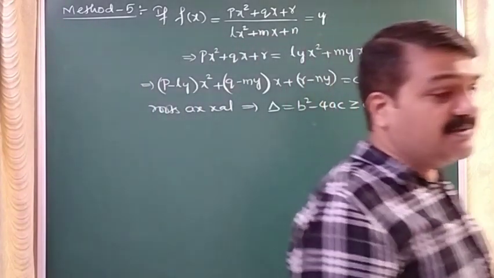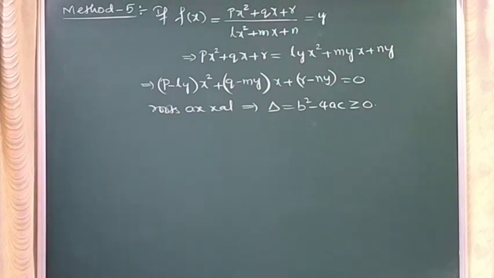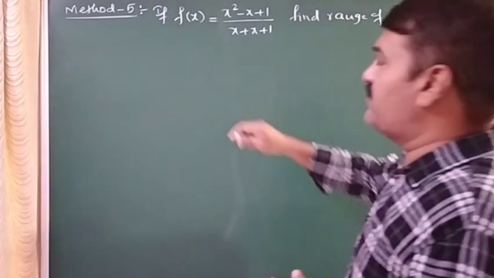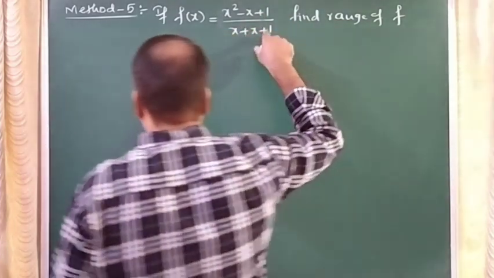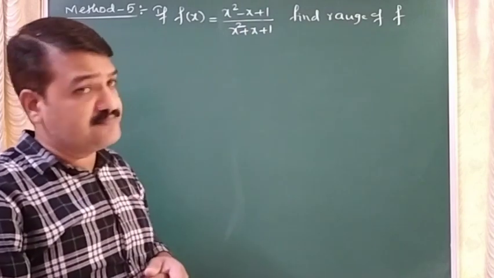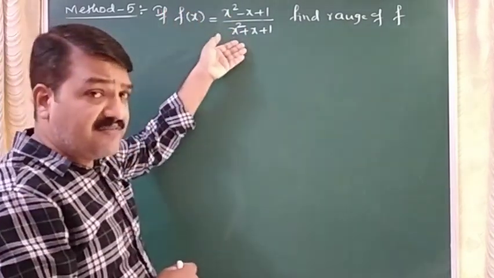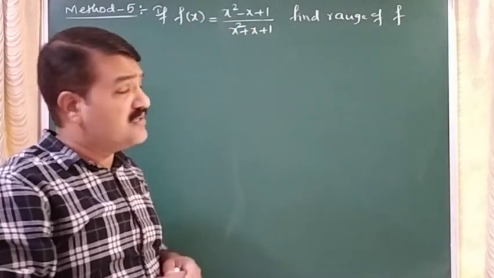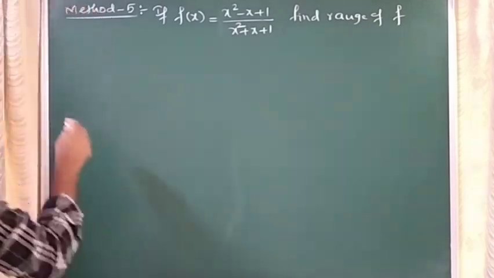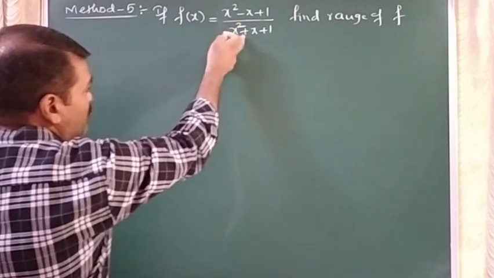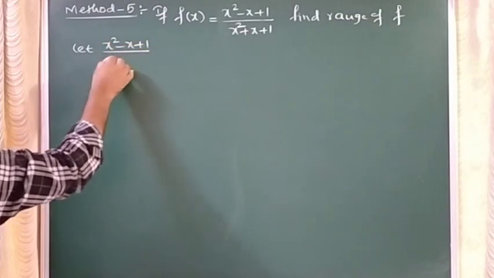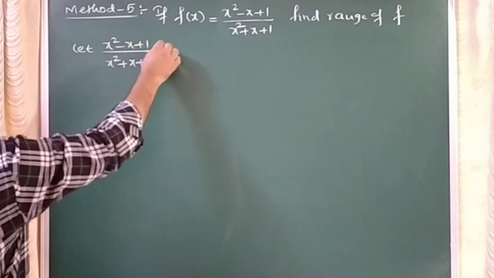Okay. So I will explain a simple problem related to this method now. Now see, this is the problem. F of x is equal to x square minus x plus 1 by x square plus x plus 1. So clearly f of x is a rational function, numerator and denominator both of degree 2. So we can apply the method which we just now discussed. So first we will take this f of x to be y. So let x square minus x plus 1 by x square plus x plus 1 is equal to y.